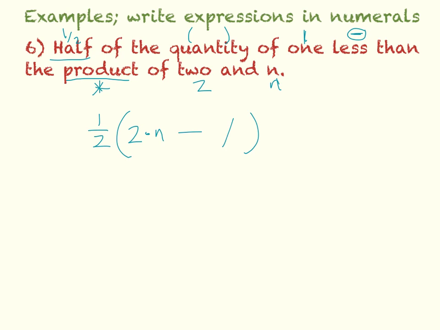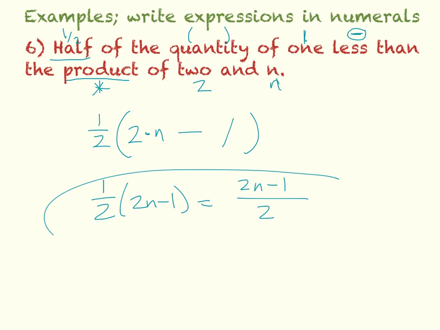Okay, so how I would simplify this would write as 1/2 times 2n minus 1, or you could write it as 2n minus 1 divided by 2. Either one of those is good. And that's your final answer.